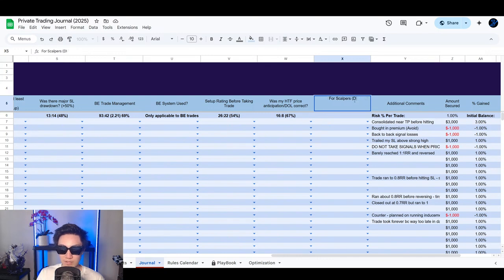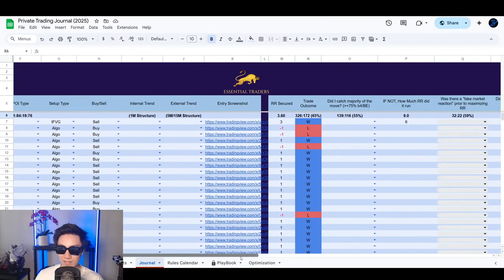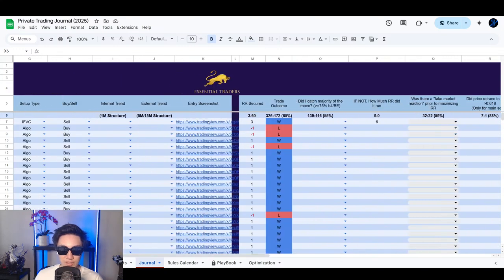Did price hit 1-to-1? Basically, this will help you determine whether you want to be scalping or you want to trade my main setup, going for the high risk reward, right? So what you do essentially is you go through all the trades you take in the past, preferably if you have data of that already, and then you go through each one and you open it up.